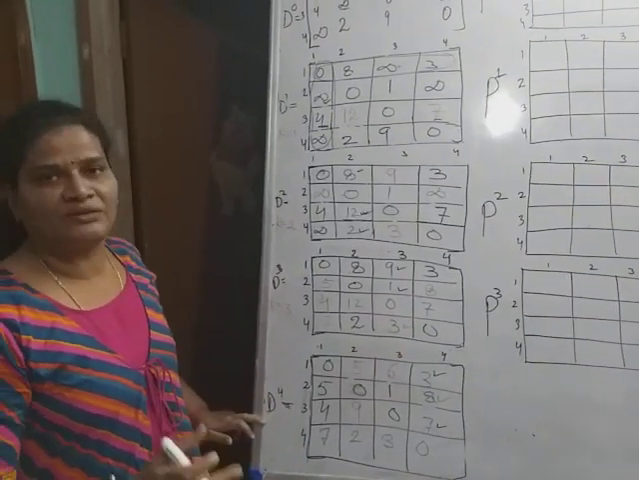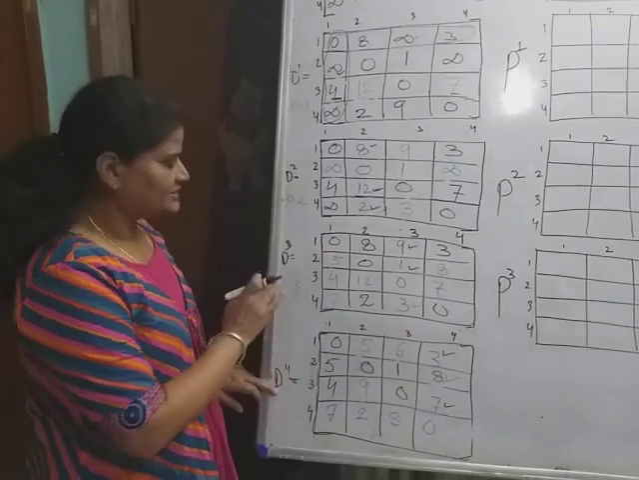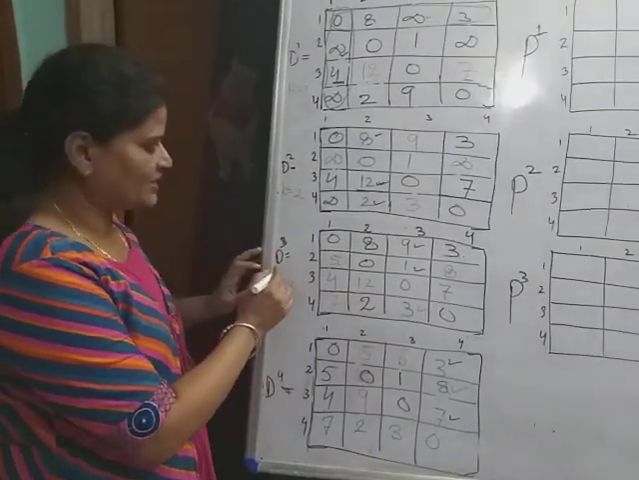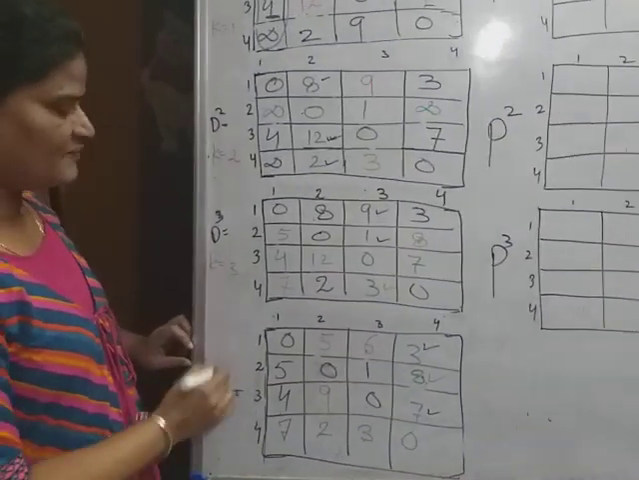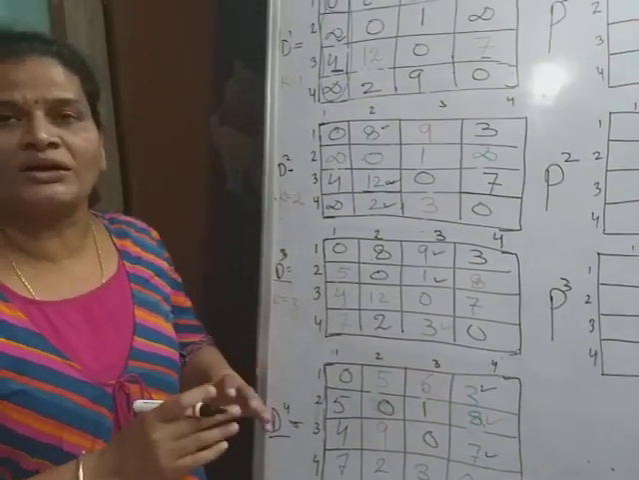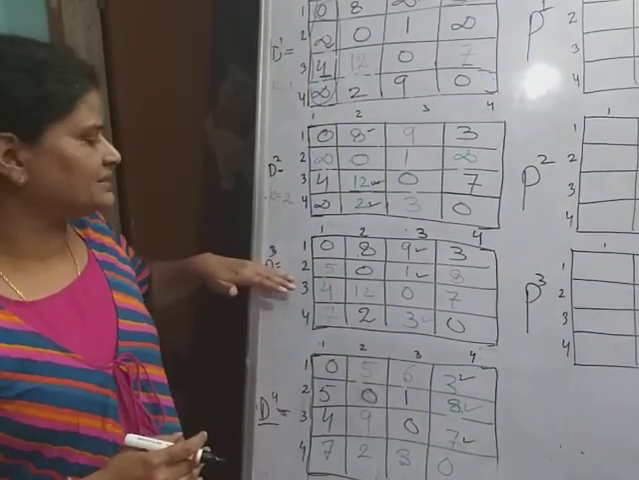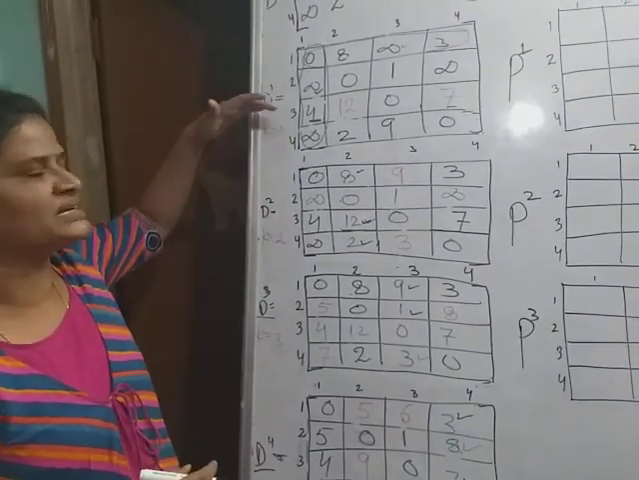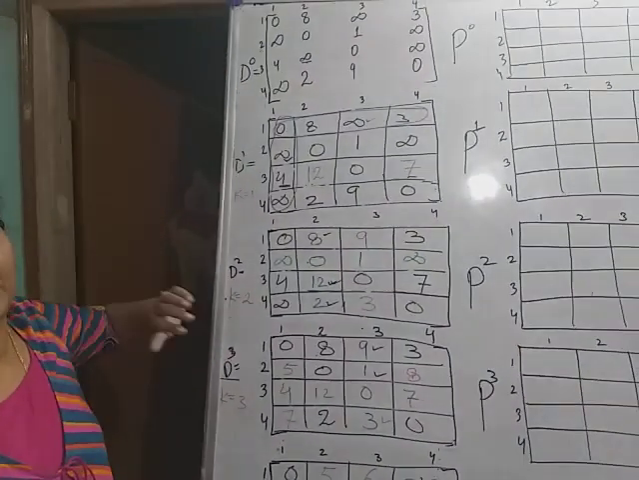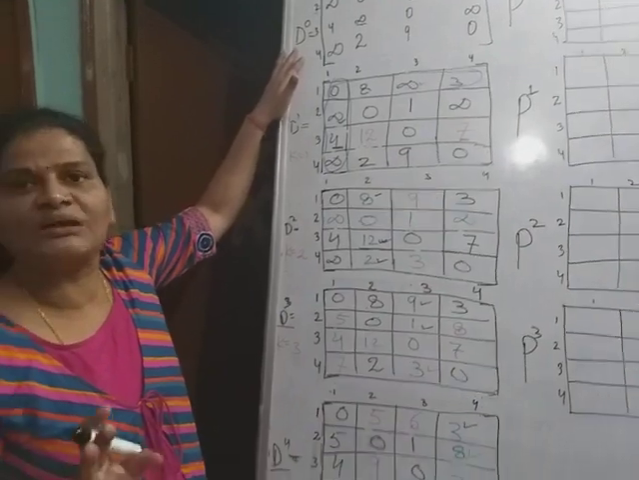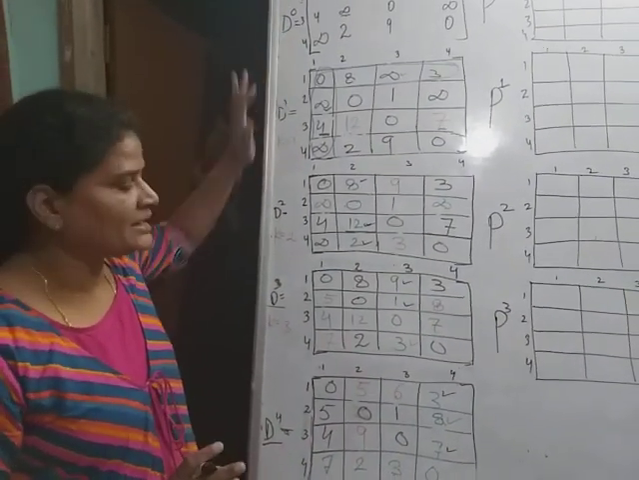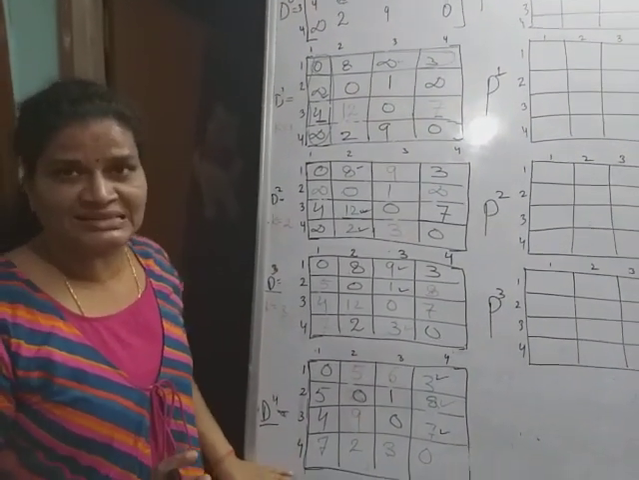And when we generate d4, because d3 already covers 1, 2, 3, d4 will be generated from d3, d3 will be generated from d2, d2 will be generated from d1, and d1 is generated from d0, and d0 is nothing but the cost matrix. Now this will be generated directly.